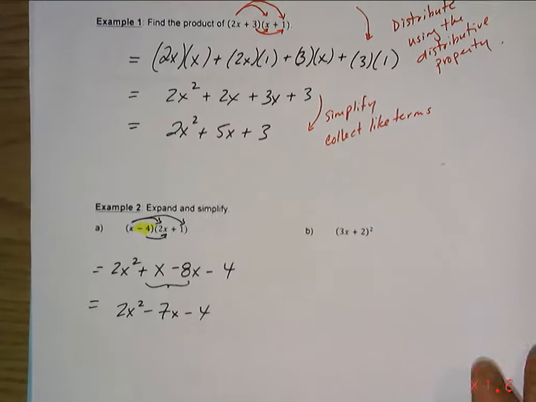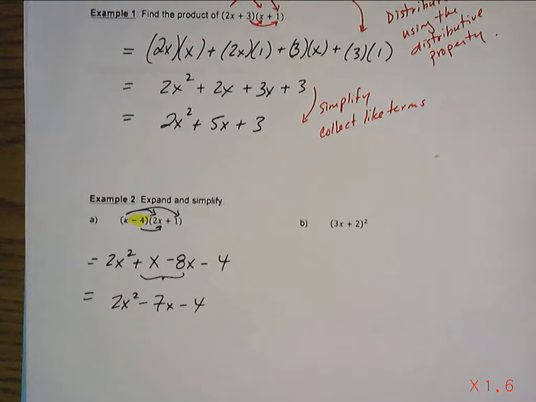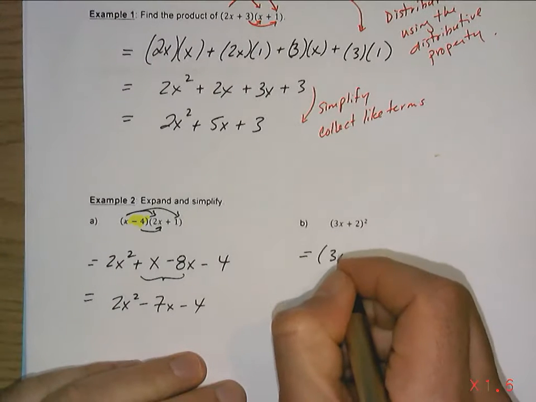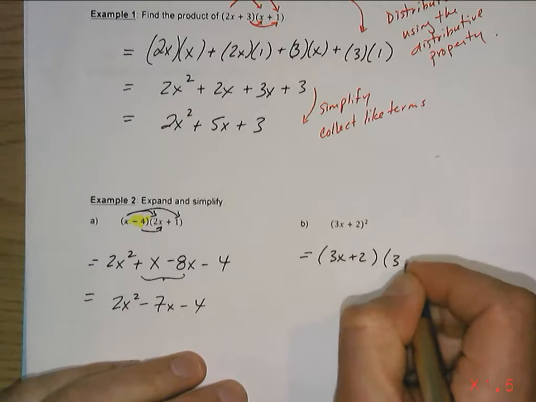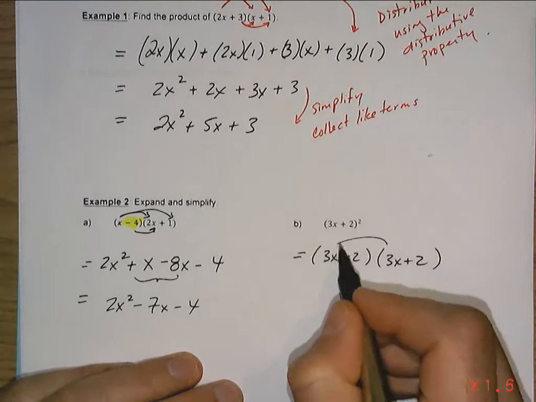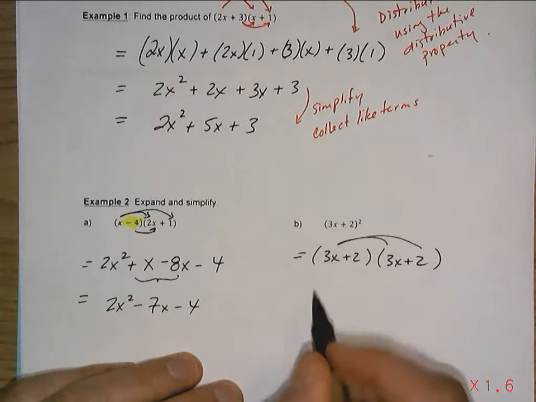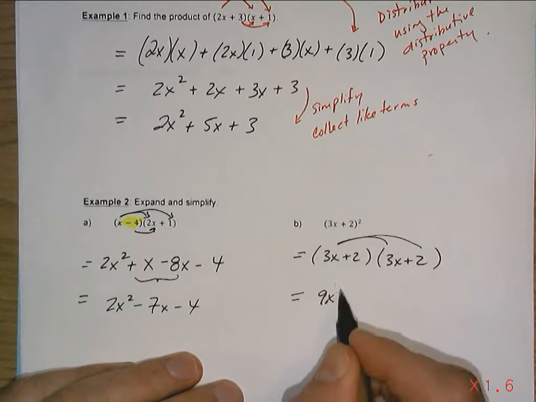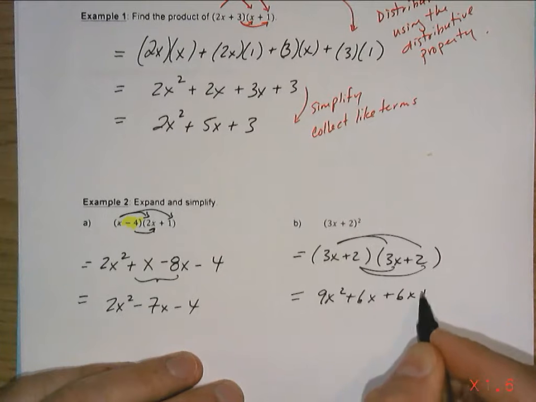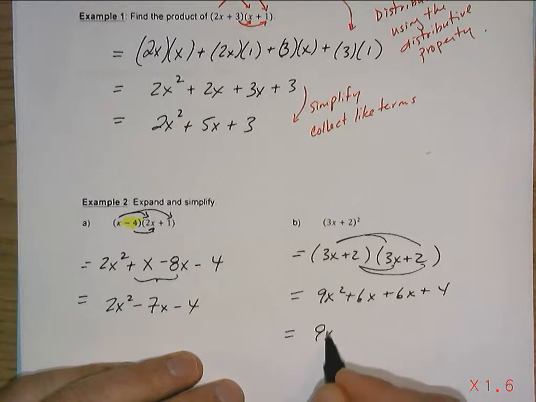Okay, this one looks a little bit different. Might throw us off for a bit. We gotta be really careful here. We gotta know what we're doing. The proper way to do this is 3x plus 2, 3x plus 2. Rewrite them out. Then 3x times 3x and 3x times 2 is 9x squared plus 6x plus 6x plus 4. 9x squared plus 12x plus 4.